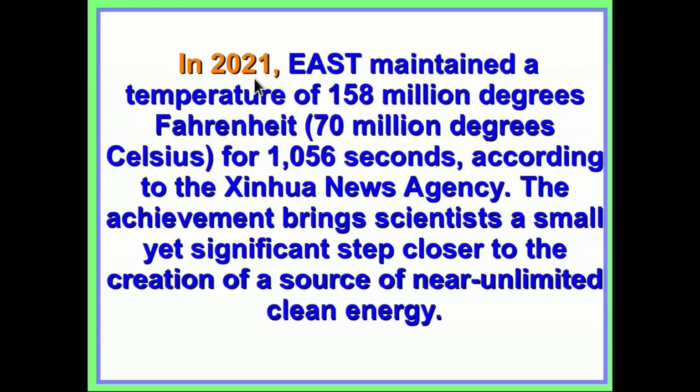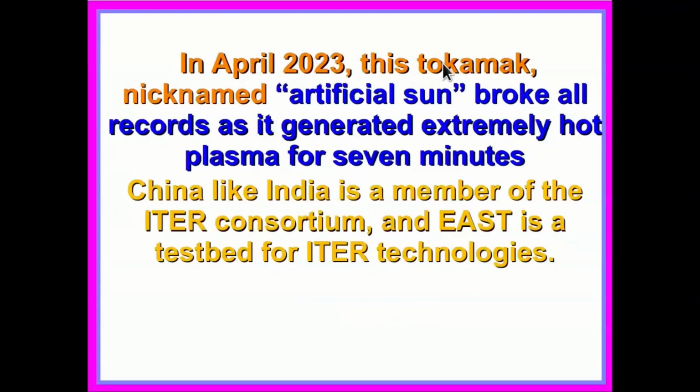In 2021, the EAST had maintained a temperature of 158 million degrees Fahrenheit. That means 70 million degrees Celsius for 1056 seconds. That's what I just mentioned, according to the Xinhua news agency. The achievement brings scientists a small yet significant step closer to the creation of a source of near unlimited and clean energy. In April 2023, this Tokamak, which was nicknamed Artificial Sun, had broken all records as it generated extremely hot plasma for 7 minutes. China, like India, is a member of the ITER consortium, and the EAST is a testbed for the ITER technologies.